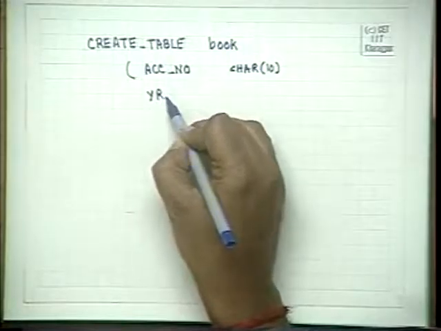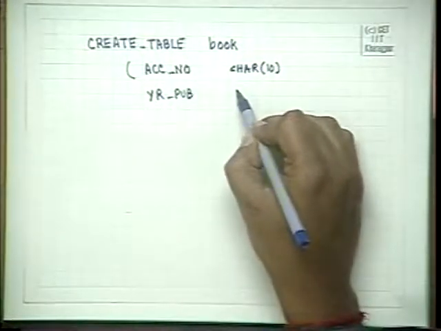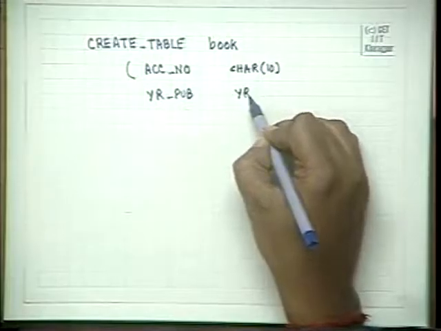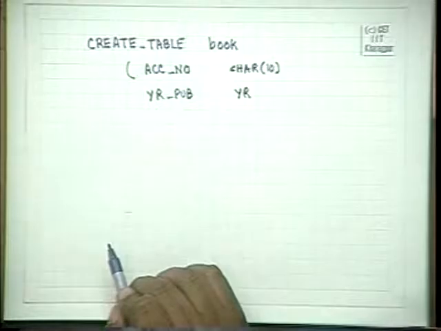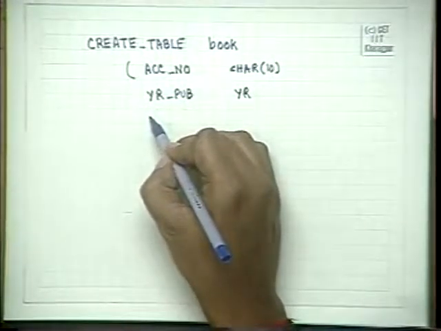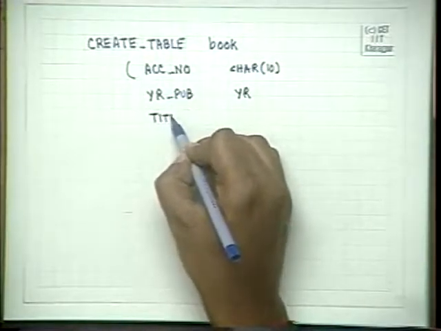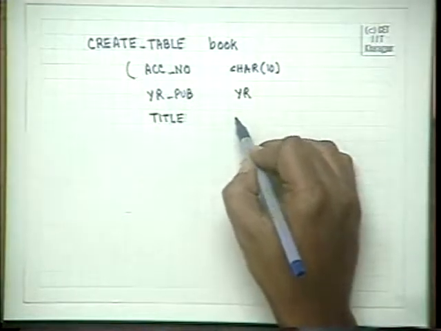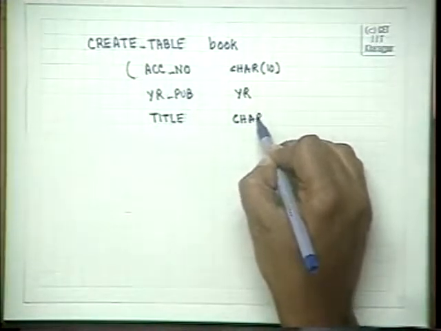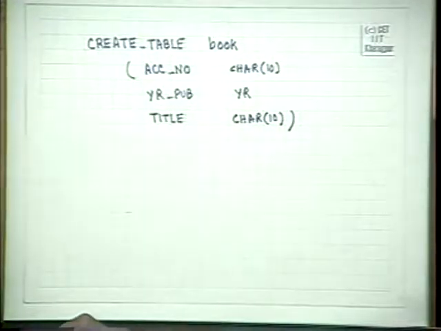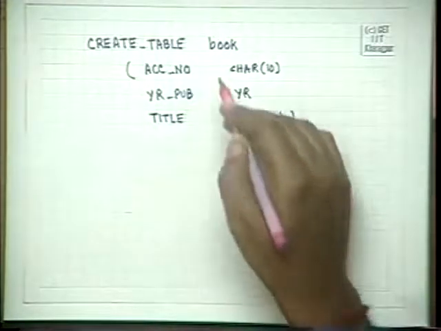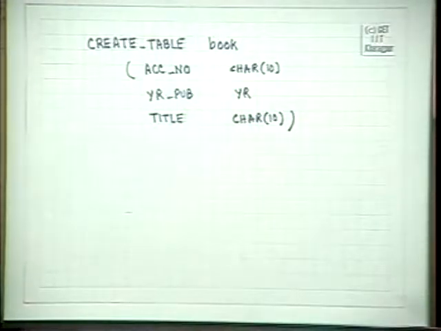Attribute and type. Maybe we have a year type defined in the system, and the other one is title. This is the simplest mechanism by which we can define the constraints. So, this is how we define some of the domain values.